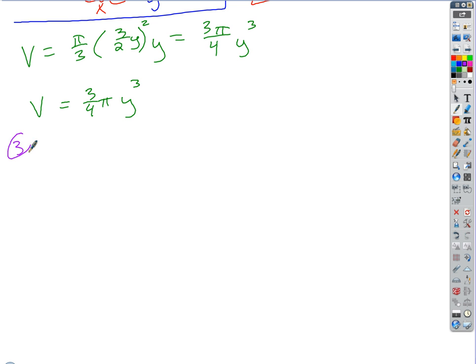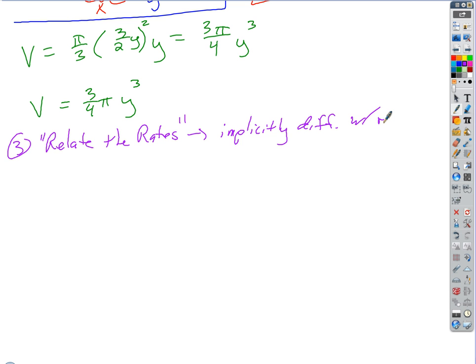So step 3, which is relate the rates, just means implicitly differentiate with respect to t. So what do we get? Left side, what do we get? V dot.